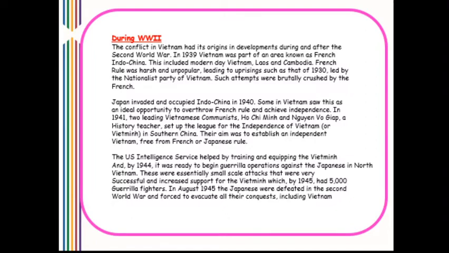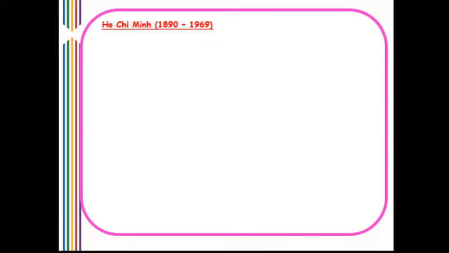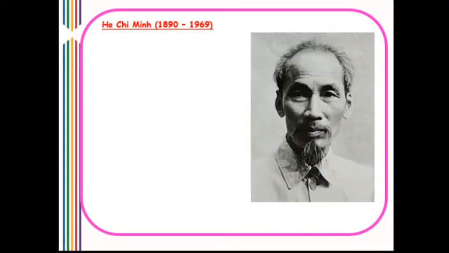The US intelligence service helped by training and equipping the Vietminh. So originally the US was helping and on the side of the Vietminh. And by 1944, it was ready to begin guerrilla operations against the Japanese in North Vietnam. These were essentially small-scale attacks that were very successful and increased support for the Vietminh, which by 1945 had 5,000 guerrilla fighters. In August 1945, the Japanese were defeated in the Second World War and forced to evacuate all their conquests, including Vietnam.